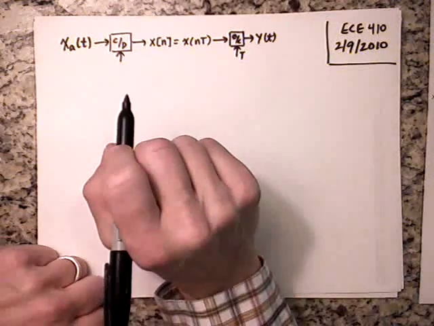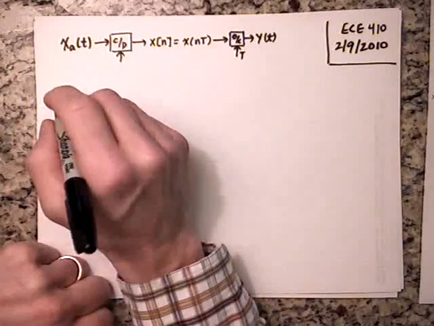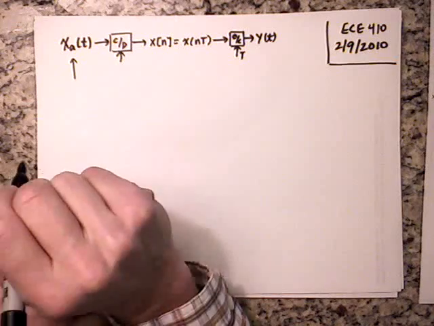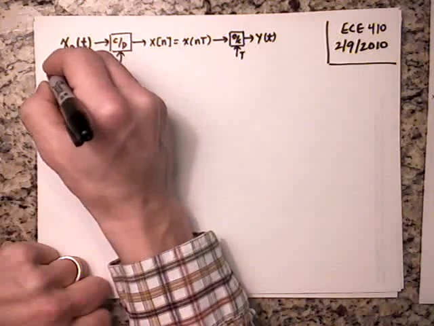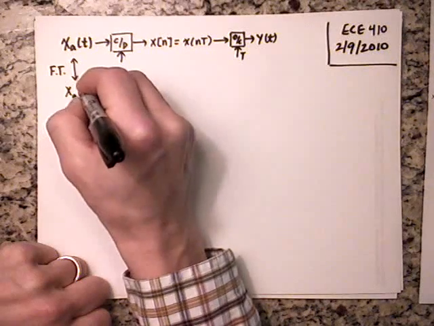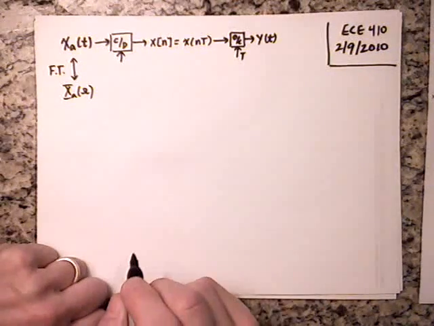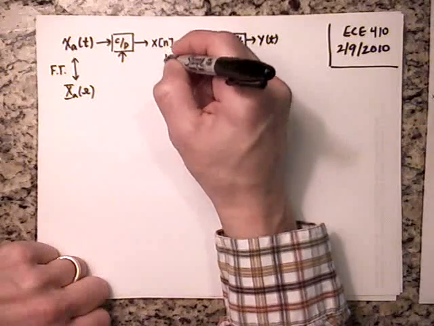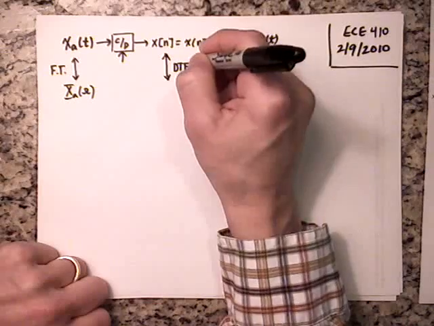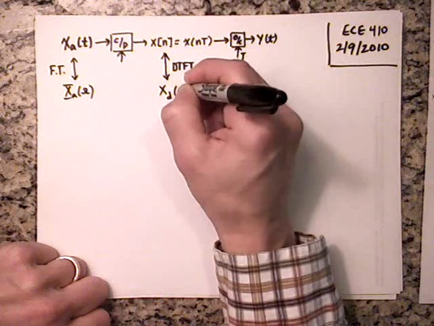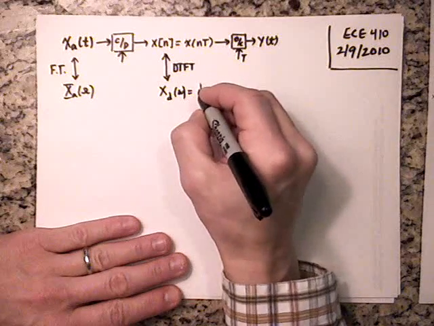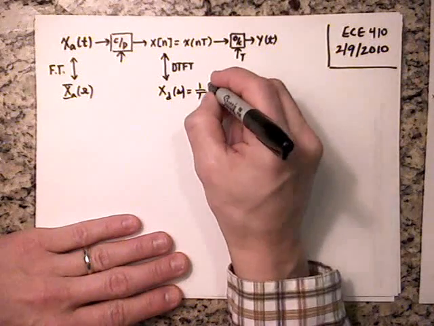So what we're going to show is that for an analog signal x of t that has a Fourier transform x of omega, the discrete time signal x of n has a discrete time Fourier transform x of d of omega, which satisfies the following relationship.